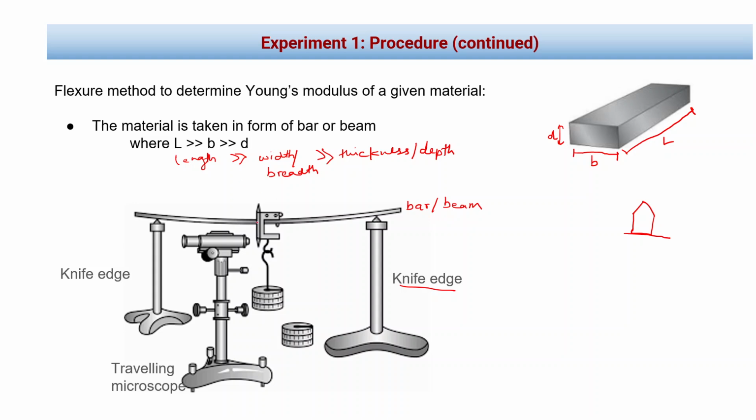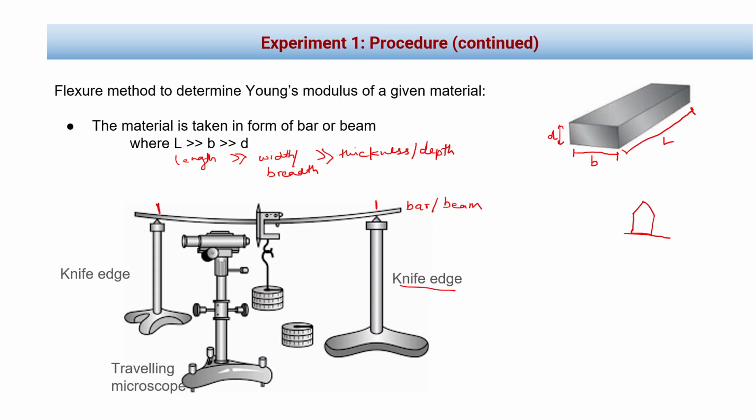So this is that bar we have kept, and the length that we consider is the length between the knife edges, not the whole length, but the length between one knife edge and the other knife edge. So the length we consider when we calculate the Young's modulus is between this and this. We can measure it using any meter scale and find out the length of this part of the bar.